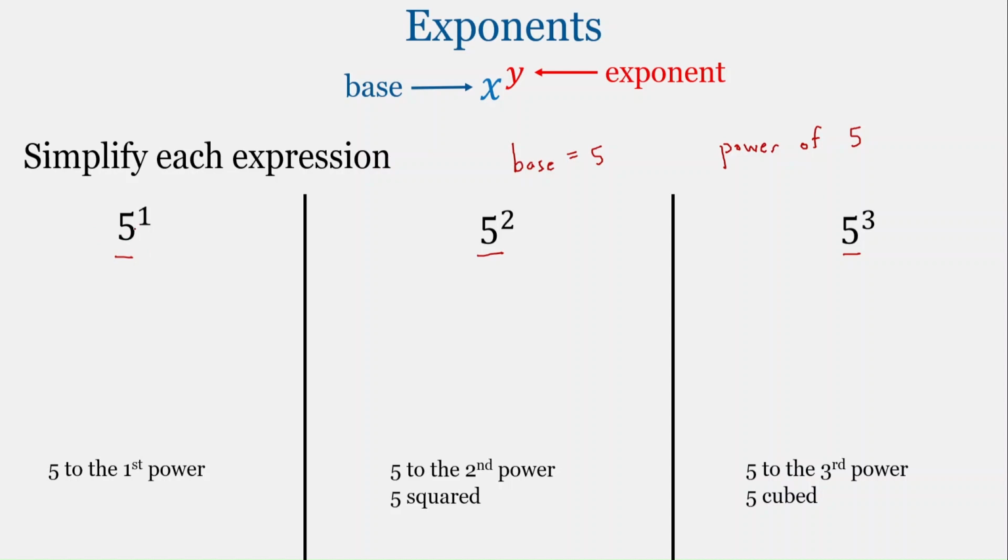In the first case, we have 5 to the first power. That's how we would say this, 5 to the first power. So we have the base of 5, and it's multiplied just once. So we have one 5, and the answer is 5. In the second case, we have 5 to the second power. So we have a base of 5, so we're multiplying 5 2 times. And 5 times 5 is equal to 25.